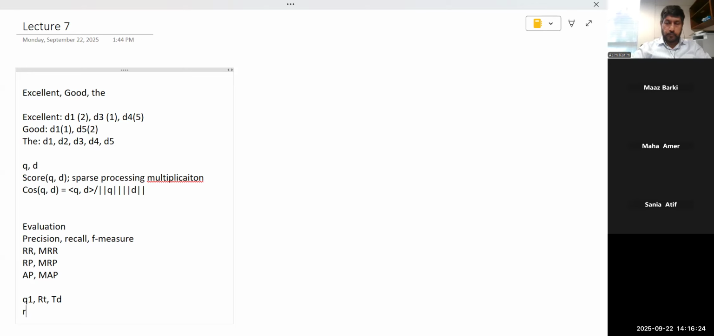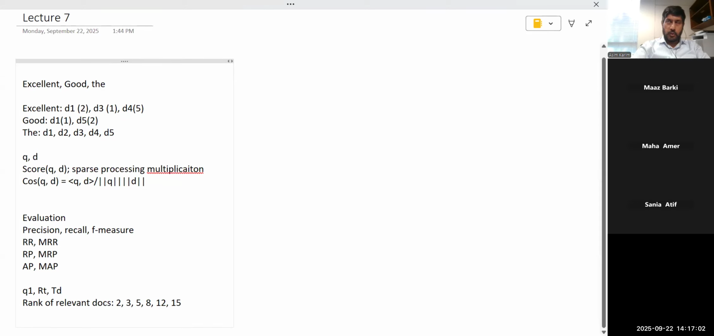So the ranks of relevant docs. Let me write the ranks of the relevant docs. So let's say the first relevant doc occurs at rank 2, then 3, then 5, then 8, and let's say 12 and 15. Okay. So this is what our IR system output. The number one output was not found to be relevant. The second was relevant. The third was relevant. Fourth was not relevant. Fifth is relevant. 6, 7 not, 8 relevant, and so on. Okay. So what does this mean?